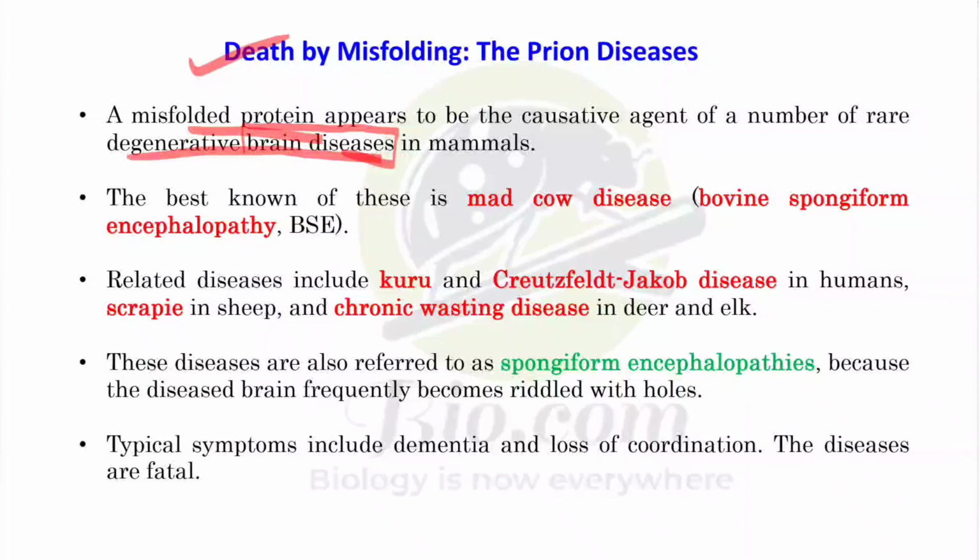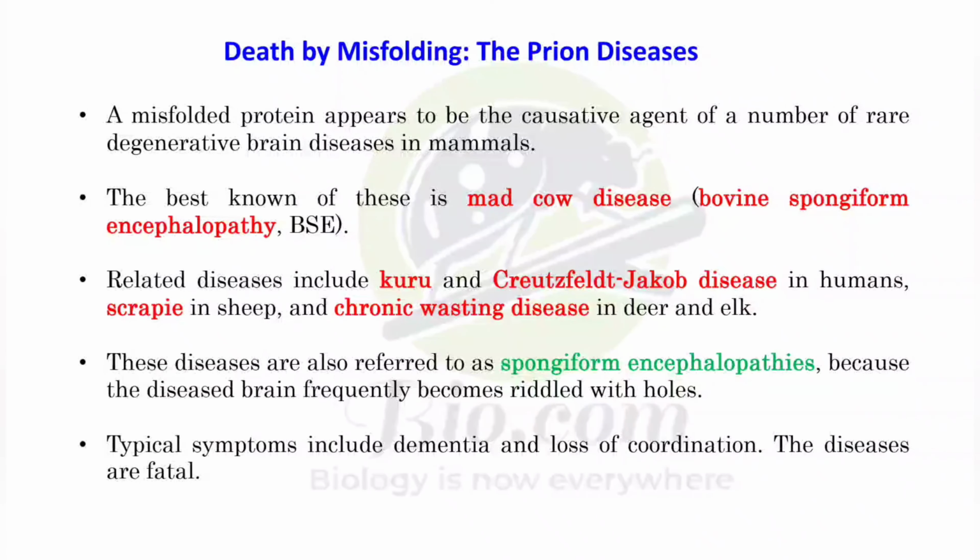Now, the best representative of the brain disease caused by the prion is mad cow disease, or more commonly bovine spongiform encephalopathy, BSE. What can be asked in your exam? There may be examples of different diseases, and you will be asked to list the disease caused by the prion. You have to choose mad cow disease, or bovine spongiform encephalopathy, if it is given in the options. Encephalopathy refers to conditions related to the brain. So, basically, prion diseases involve the brain in mammals.